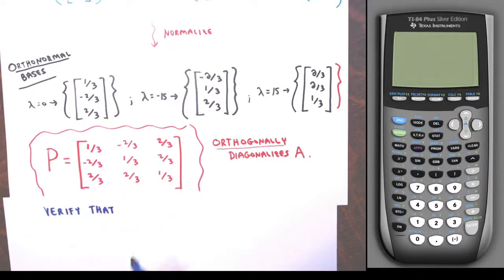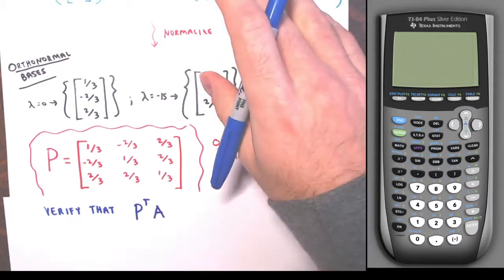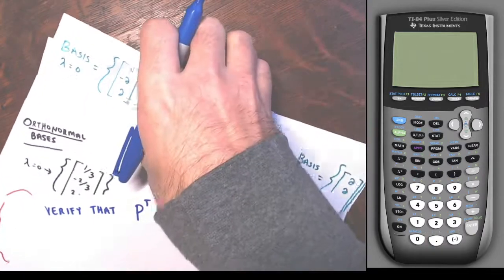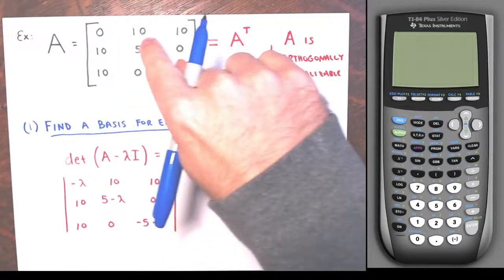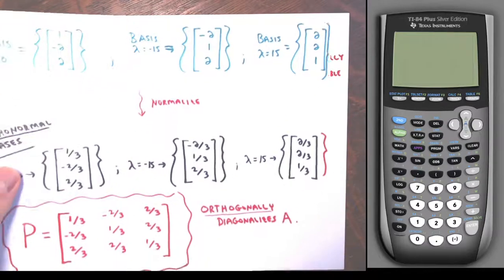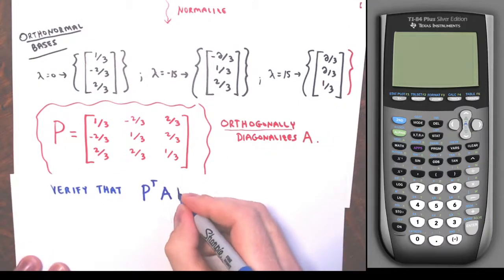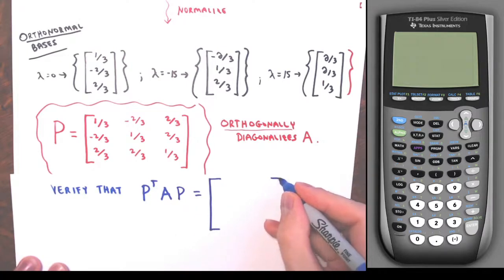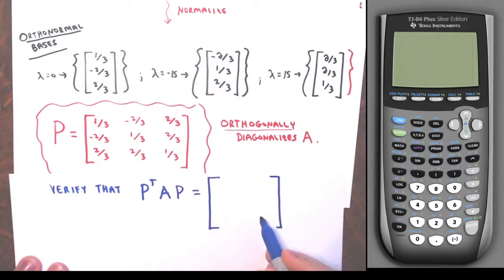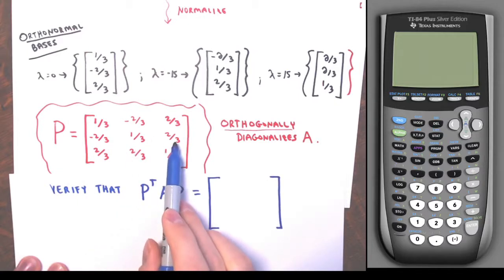You should verify that, with the matrix I've created here, if you take P transpose times A, that matrix from the beginning of the problem, all right, there's A with 0, 10, 10, 10, 5, 0, 10, 0, negative 5. Verify that P transpose times A times P is equal to a diagonal matrix, and it'll be a 3 by 3 diagonal matrix where down the main diagonal are the eigenvalues of A in the order that I put these orthonormal columns.